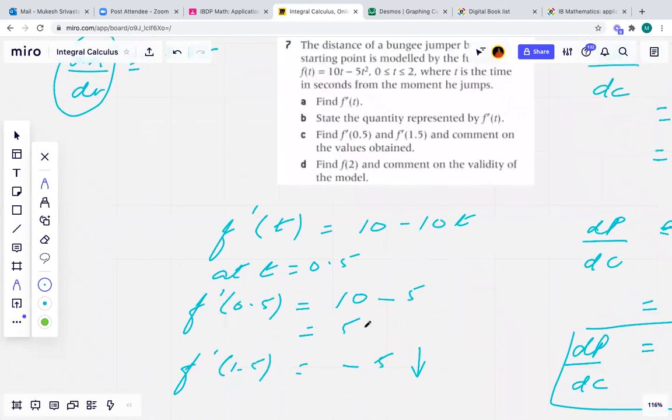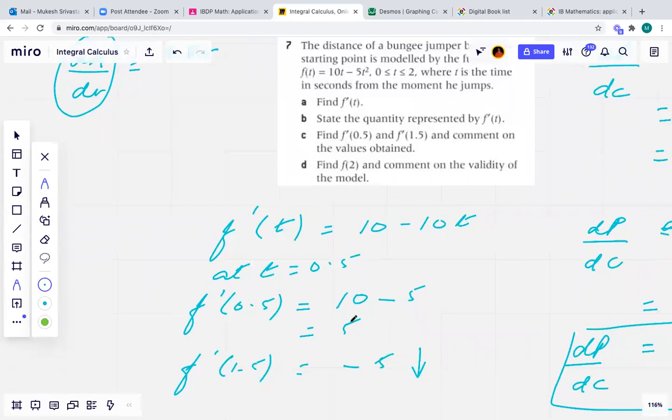Right, so f dash t is 0. And when is f dash t 0? It is 0 when 10 minus 10t is 0, so t equal to 1. Which means his speed is 0. He is falling, then he will start returning, start coming back. He will fall down and then he'll start returning.